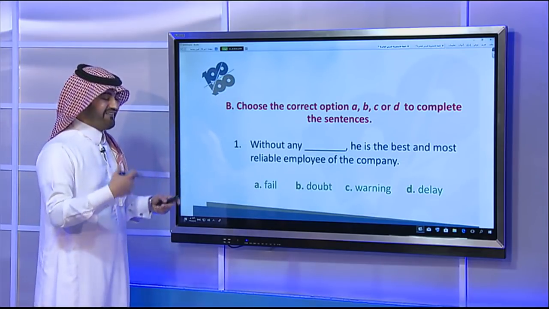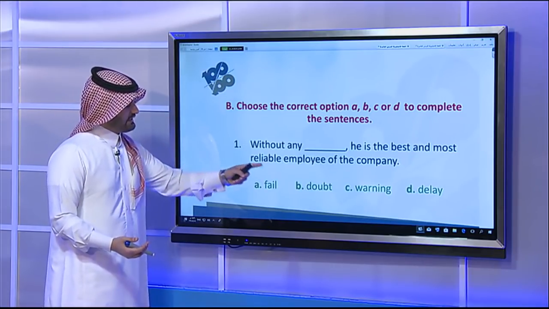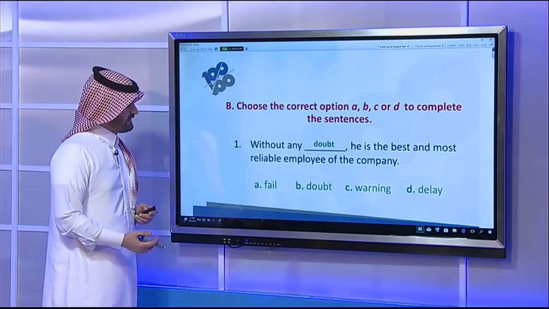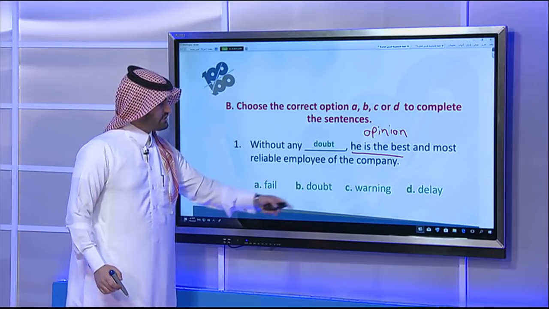So, to emphasize your opinion, we use without any doubt. Without any doubt. What does without any doubt mean? To emphasize your opinion. تأكيد على رأيك بدون أدنى شك. This is my opinion. He is the best. Okay, this is my opinion. Okay, when you emphasize your opinion, and the word is without any, I should choose doubt.